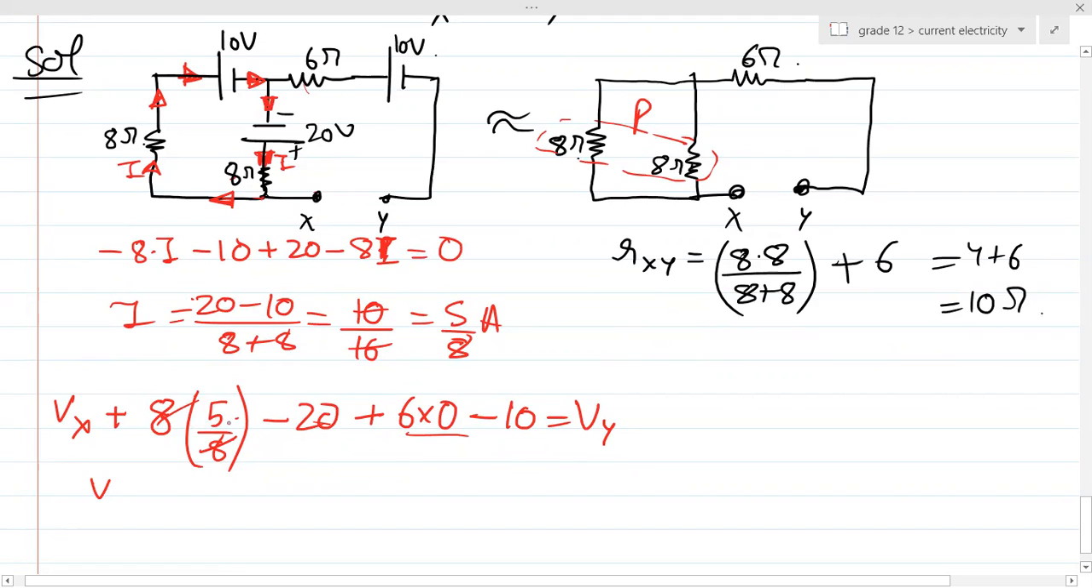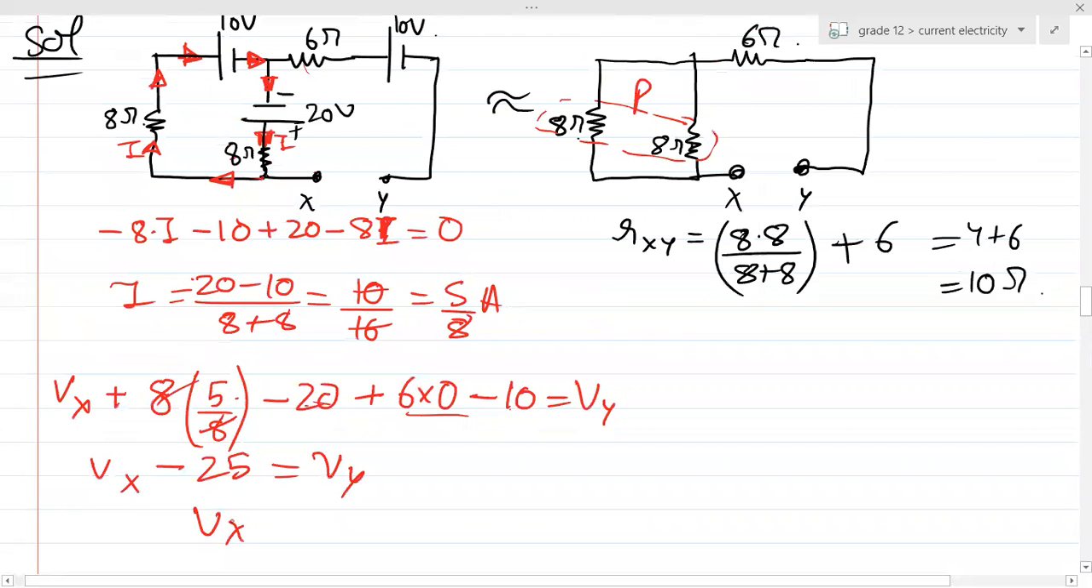Sorry, minus 30 plus 5. What is minus 30 plus 5? It is minus 25, equals to Vy, and from here Vx minus Vy is equals to 25. This will act as your equivalent.